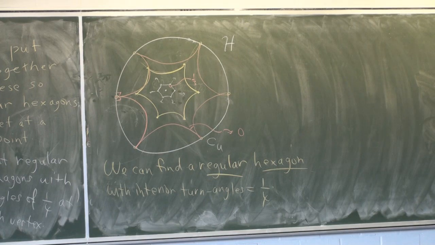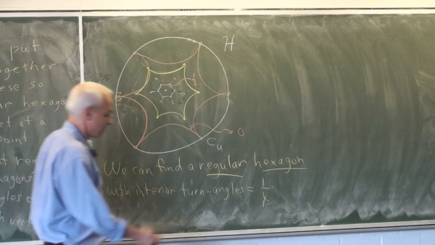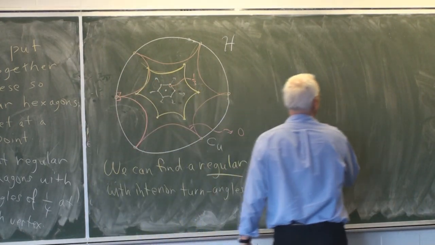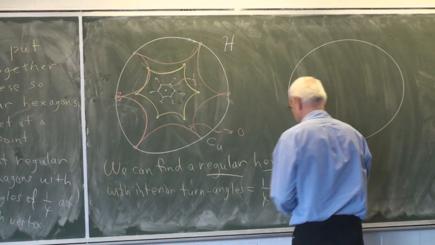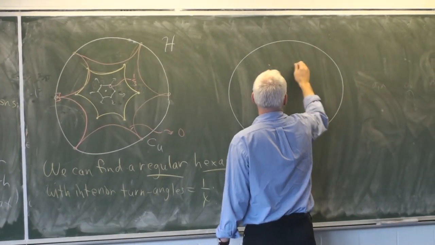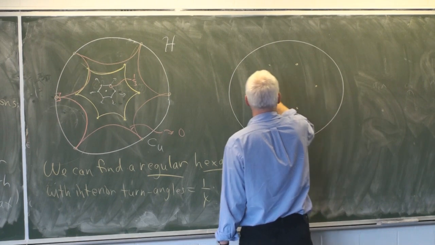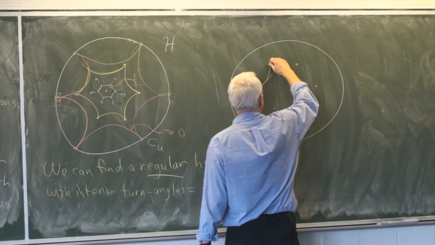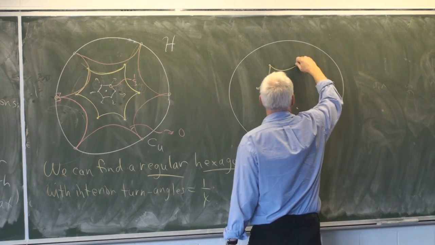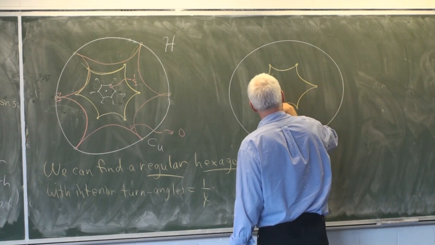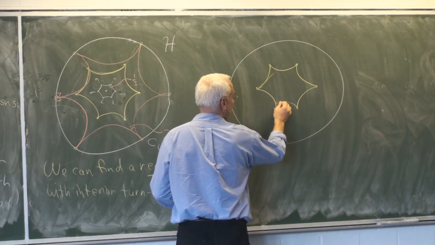All right, so we can find a regular hexagon with interior turn angles equal to 1/4. And let's have a look then at what that means in terms of tessellations. There's a very pleasant tessellation associated with such an object. Okay, so these are all supposed to be perpendicular.